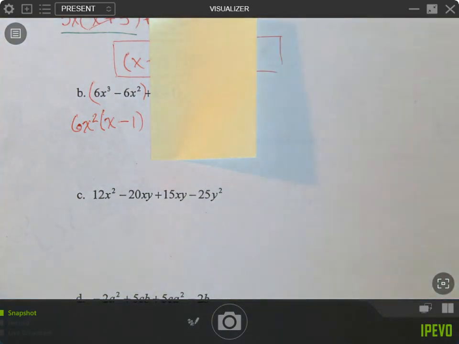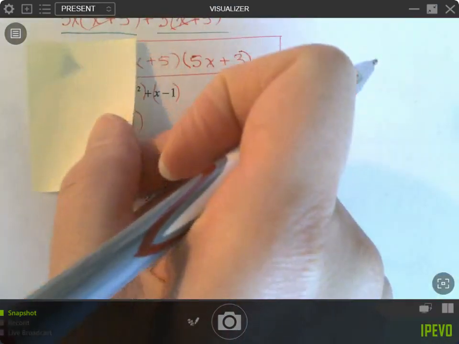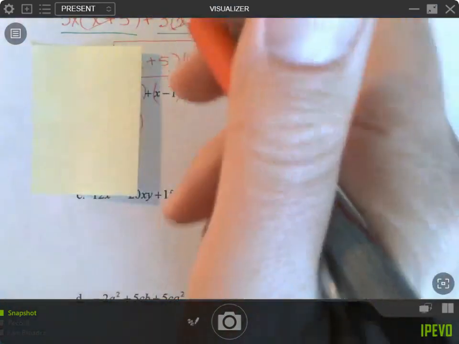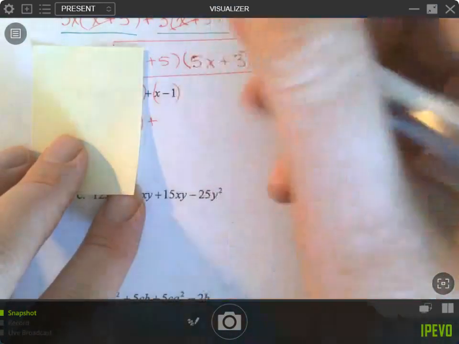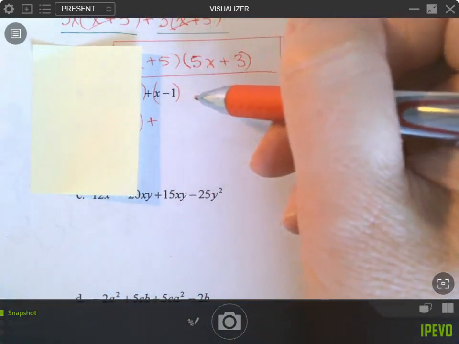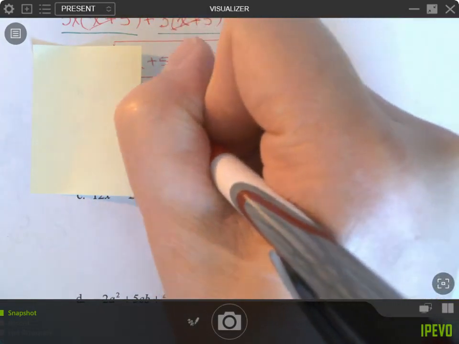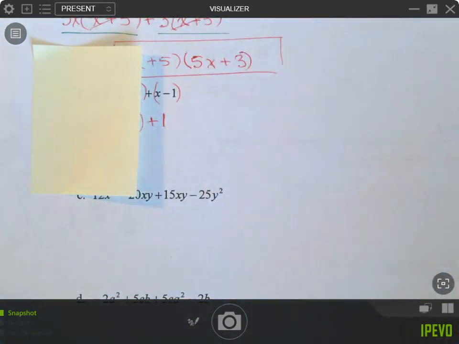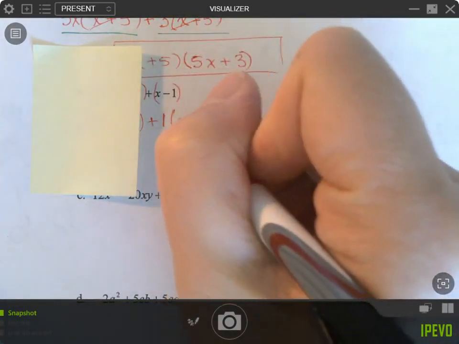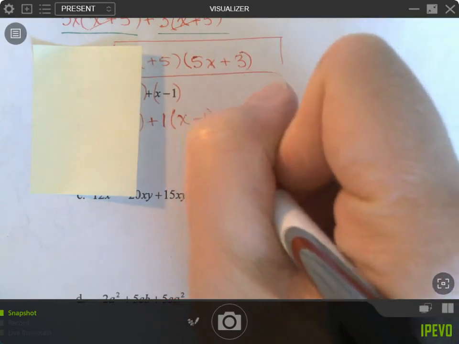Now, look at the second set of parentheses. I'm going to bring down my plus sign. What do these 2 have in common? X. I can't take something out of an x and a negative 1. Parentheses. But you will take out the 1. And you'll be left with x minus 1.